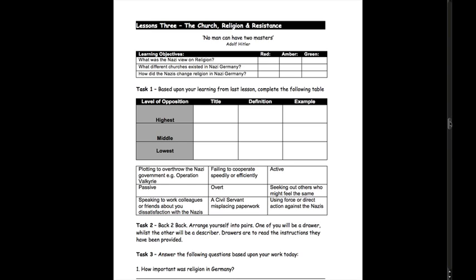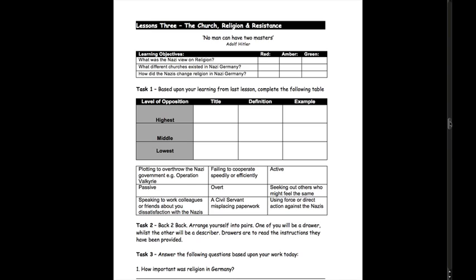Therefore, what Hitler needs to do with the church is Nazify it, but in a way that is seen to be non-threatening, is done slowly and done subtly. By getting the church on side, they legitimize and reinforce his power. So as we go through this booklet, what was the Nazi view on religion? What different churches existed in Nazi Germany, because Germany was split clearly between Catholics and Protestants? And how did the Nazis change religion in Germany?